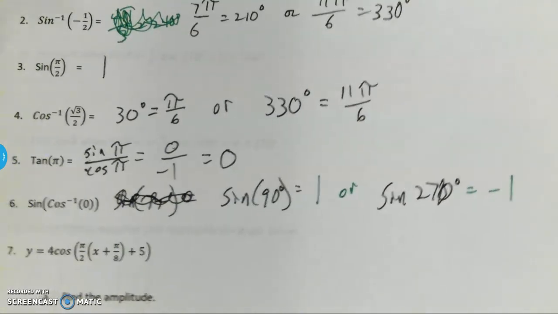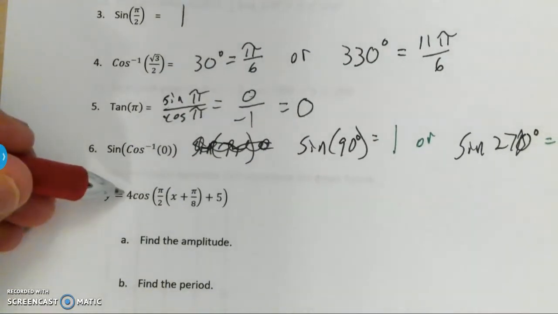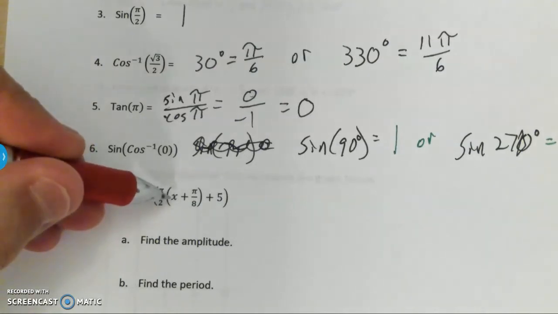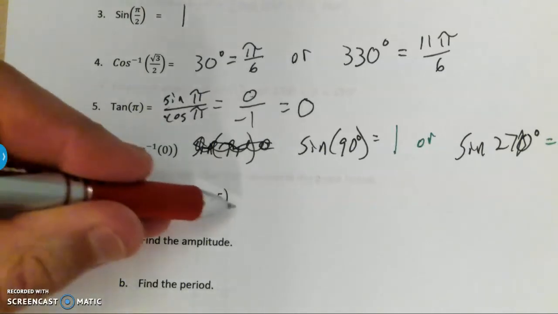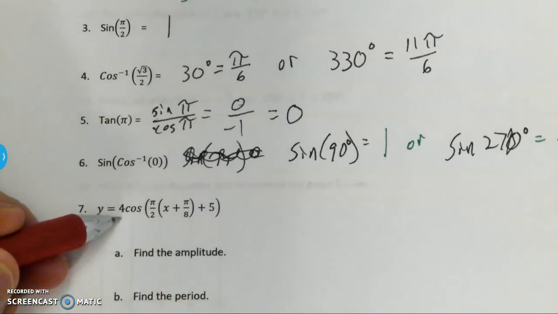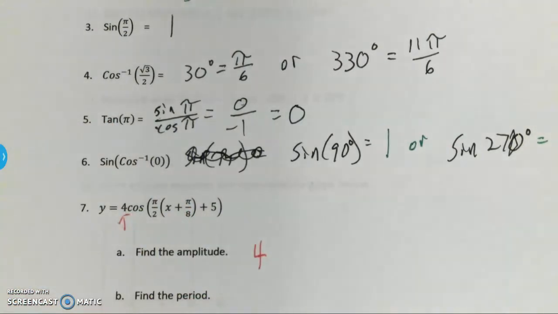All right. So number 7. We have y equals 4 cosine of pi over 2 times x plus pi over 8, plus 5. So A is for amplitude. The amplitude is the 4. Amplitude is the first number.